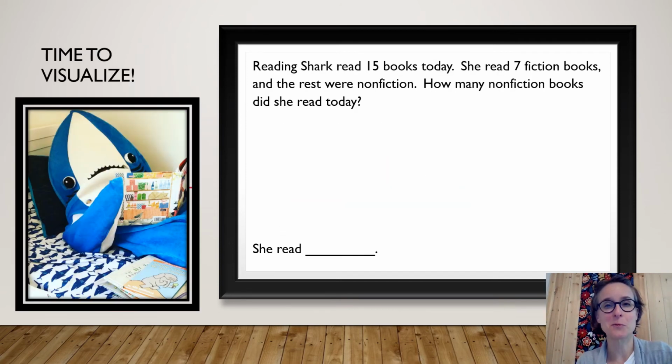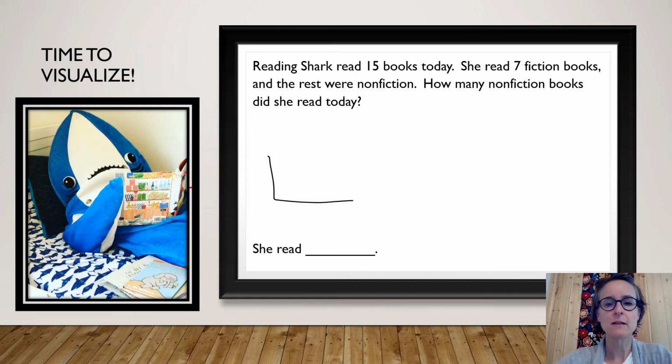Now let's visualize some word problems together. Reading Shark read 15 books today. She read 7 fiction books and the rest were nonfiction. How many nonfiction books did she read today? When I visualize, I see Reading Shark with a pile of 15 books. I see Reading Shark kind of thinking about the books that she has and realizing that 7 of those books are fiction books and the rest of the pile is all nonfiction.